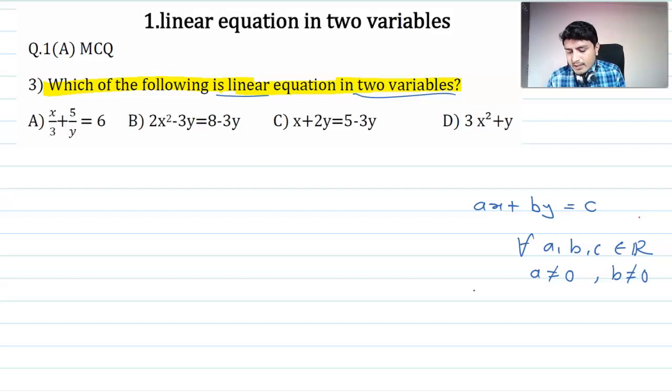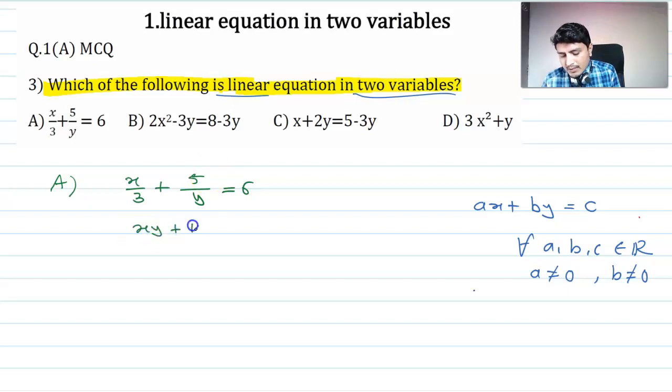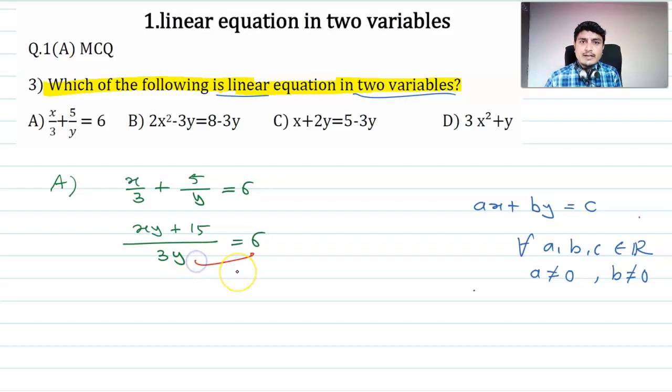Look at the equations we have been given. Look at choice code A: it is of the form x divided by 3 plus 5 divided by y equals 6. Once we cross multiply over the LHS, we get xy plus 5 threes are 15, divided by 3 times y, equals 6. Now once we shift the 3y from LHS to RHS, it is a divisor; after shifting it will become a multiplier.